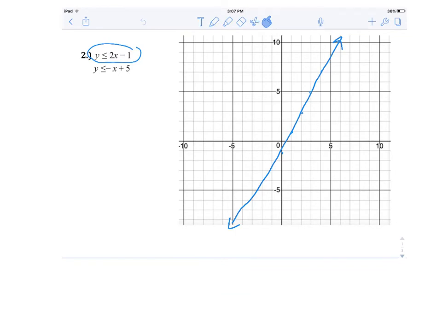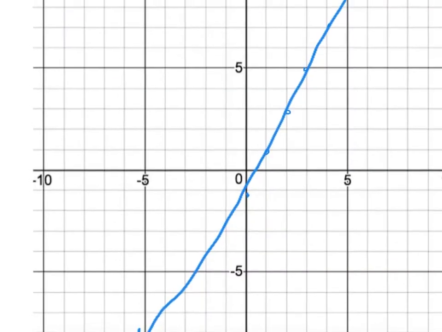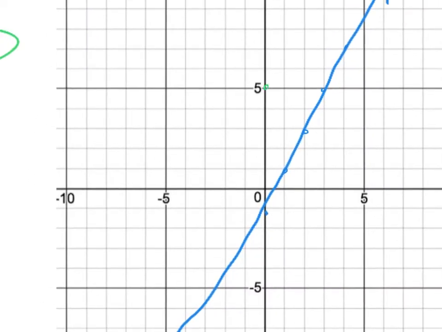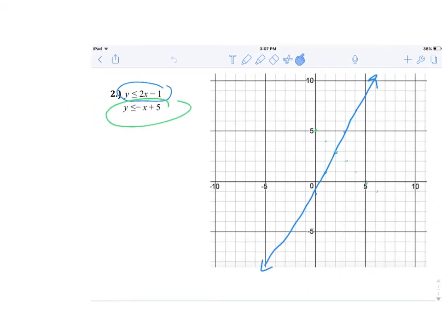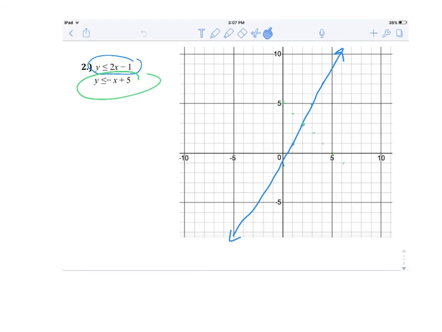So now we're going to graph the other one. I'm going to change colors and make this one green. So we're starting at 5, and then our slope is -1, so we're going to go down 1 over 1 to the right, and then we want to see where they're going to cross. Just add a couple more points, and then I'm going to draw the line. And both of these are solid lines.